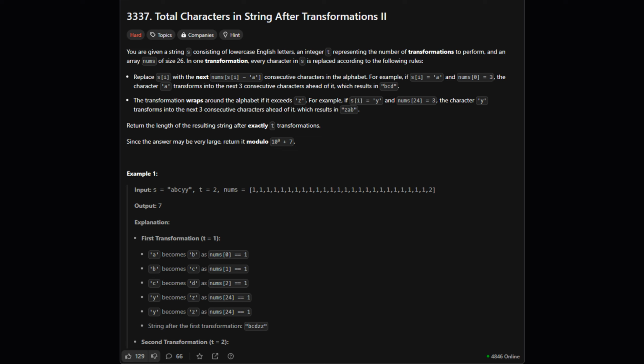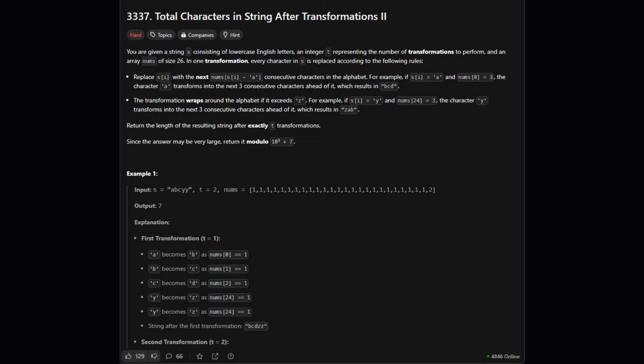Now, what's a transformation? For every character in our current string, say the character a, we look up the value in nums that corresponds to it. Let's say that value is 3. This means a will be replaced by the next 3 consecutive characters in the alphabet. So if the character was a and its value was 3, it would transform into bcd, wrapping around the alphabet. We do this for all characters in the string, for t rounds of transformations.